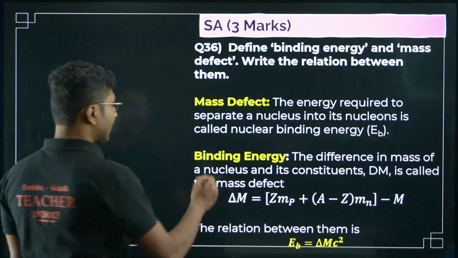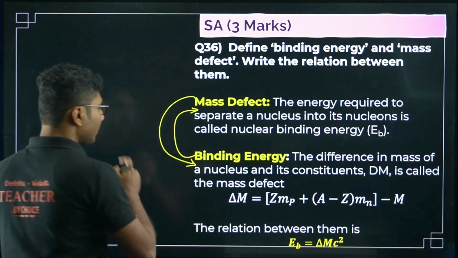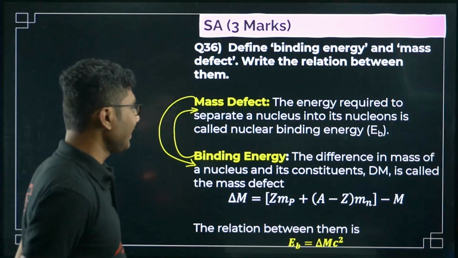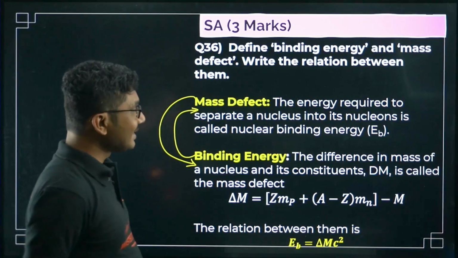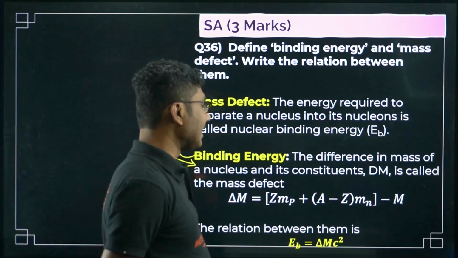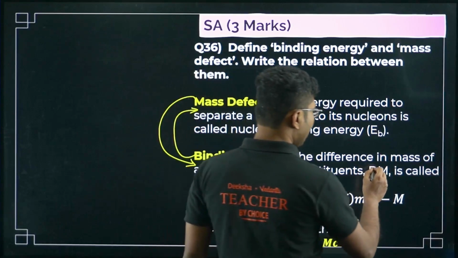There is a mistake here. Binding energy, this is the binding energy, this is mass defect. Okay, so mass defect and binding energy got exchanged. Sorry for that. The difference in mass of the nucleus and its constituents, delta m, is called the mass defect. Okay, this is delta m.